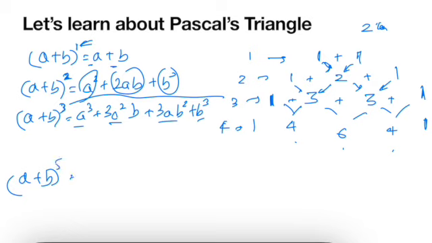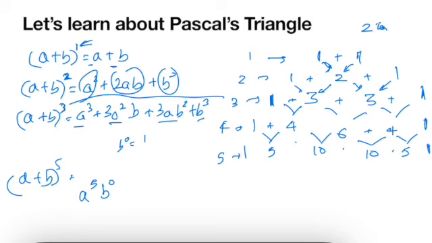So it will be the 5th row in Pascal's triangle. You know, it starts with 1. 1 plus 4 is 5. 4 plus 6 is 10. 6 plus 4 is 10. And 5 and 1. Okay, so now we can write it as a to the power 5 and b to the power 0, because you know b to the power 0 is nothing but 1. I'm just writing it so that you know that it always starts from 0 here.